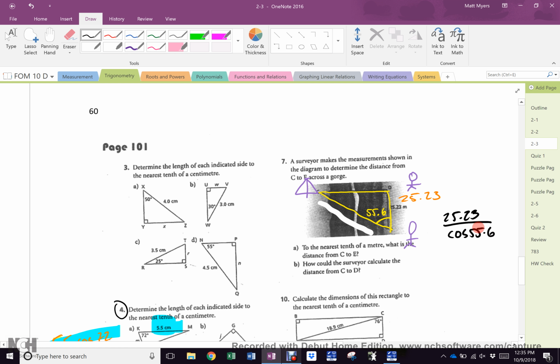Now, I don't know if that answer is going to be right because I can't read what this angle was. I just thought it was 55.6. Oh, okay. I can't read it on my screen, so whatever. That's why I told you it was 55.6. Now, what options do you have for doing B? Zach? You could do Pythagoras, because now you know the hypotenuse and one leg. What else could you do?